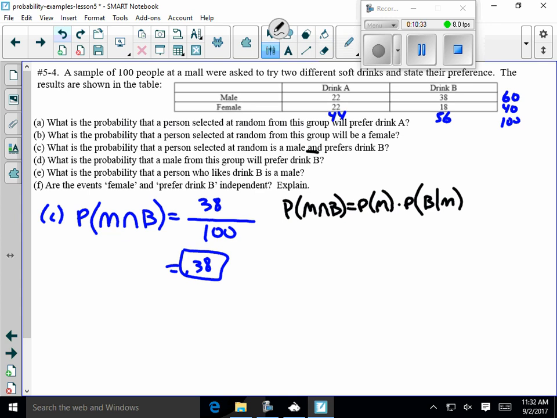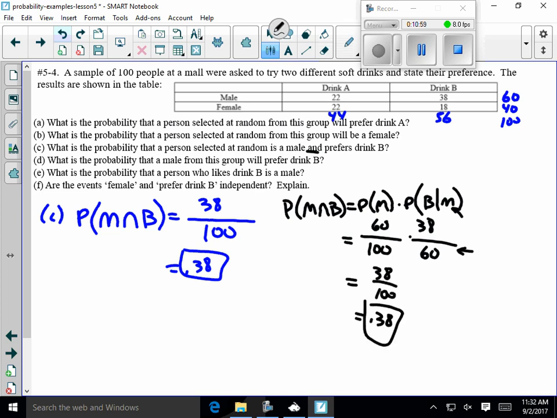You would say the probability of being a male is a simple probability, so out of 100, how many are males? That's 60 out of 100. And then this would be a conditional probability, so the bottom of the fraction is determined by the male part. So only out of the males, which are 60, how many of those like drink B? That's the 38. And it turns out those 60s cancel, and you still end up with 38 out of 100, or 0.38. So both of those are perfectly good ways to solve that problem, either with the AND formula, or you can just go right to that place in the table out of the entire amount.